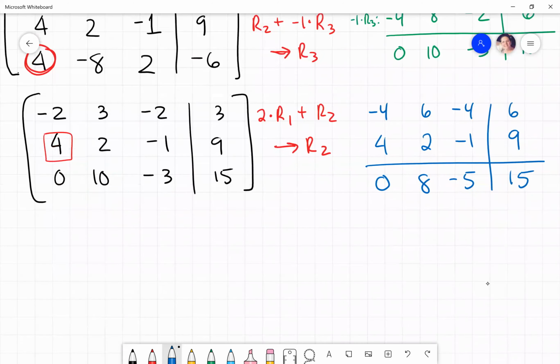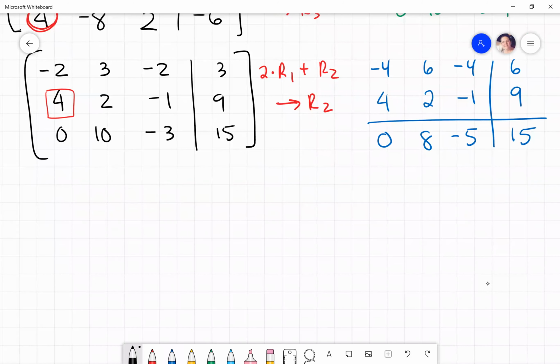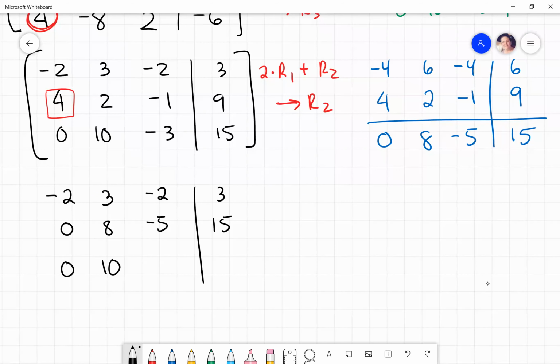All right, so now I'm going to scroll up and I'm going to write a new matrix. The first row has not changed again, so it's -2, 3, -2, 3. But now the second row is that row we just figured out. So 0, 8, -5, 15. And now the third row, it hasn't changed from the previous step. So it's 0, 10, -3, 15. All right, we are getting there. Now the other position that needs to be 0 is this guy right here. I don't know, I did circle, then square, then triangle, just for fun.